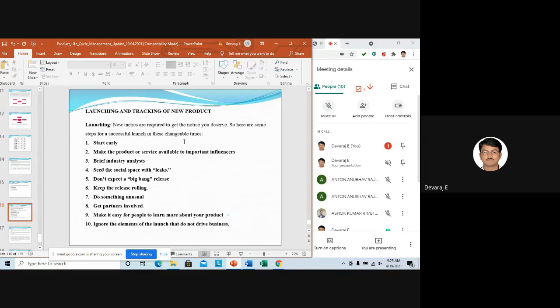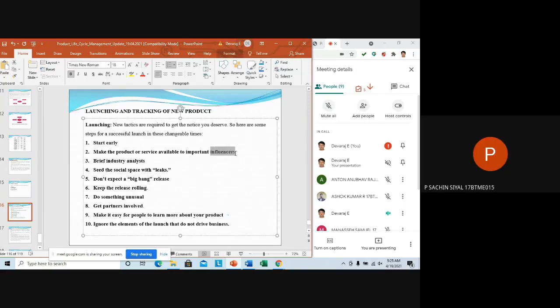Then make the product or service available to important influencers. What is an influencer? An influencer is someone very famous, sir. Him wearing or using your product will make a customer feel that they also need to buy this product. Yes, good. So make the product or service available to the important customers.